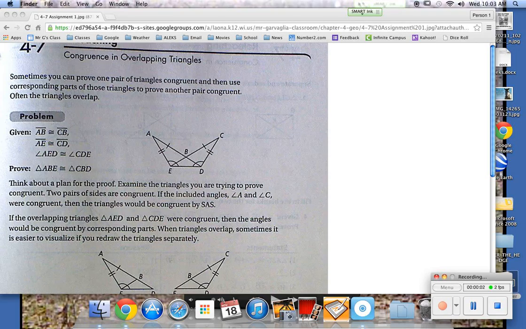Okay, congruency of overlapping triangles. We're going to go over this. Highly doubt that I will test on it. I want you guys to see this. When we do a test on this, I am going to be looking really hard at the side angle side, side angle side, those type of things.